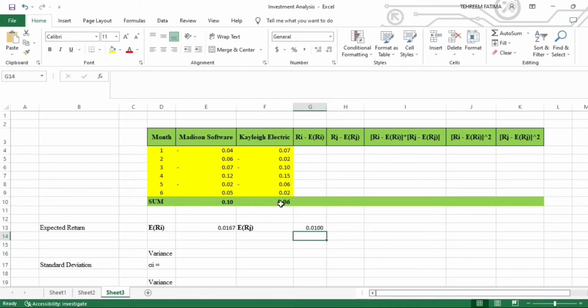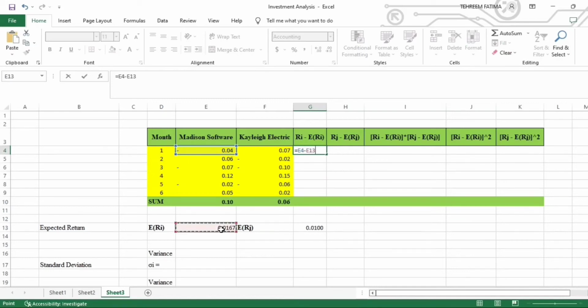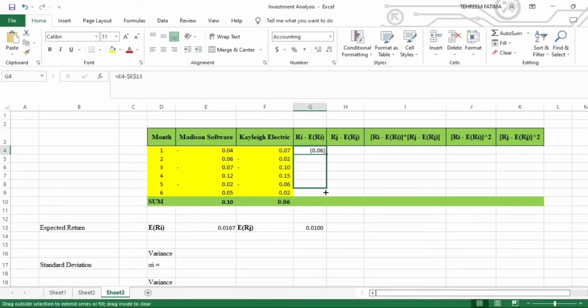Now I'm going to subtract the actual returns minus expected returns for Madison Software: equals actual return minus the expected returns, enter. Before I put a dollar sign on both sides, press F4, enter. Now click on the bottom right handle over here, and when you hold your cursor on it, it will become a dark plus sign, and just drag this formula all the way down.